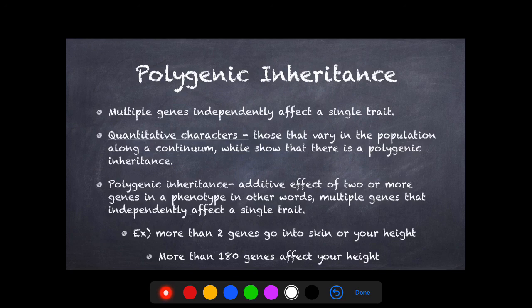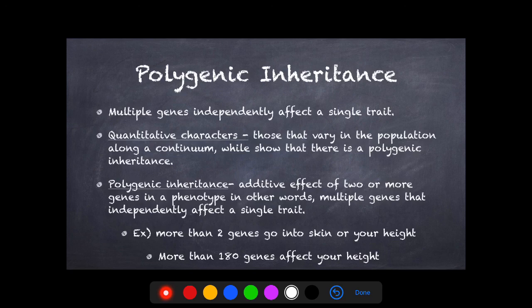Okay, polygenic inheritance. This is when you have multiple genes that independently affect a single trait. So there's a couple of definitions. Quantitative characters, those that vary in the population along a continuum. When you have quantitative characters, it's going to tell you that there is a polygenic inheritance. What is a polygenic inheritance? It's when you have additive effect of two or more genes in a phenotype. So in other words, you have multiple genes that independently affect a single trait.